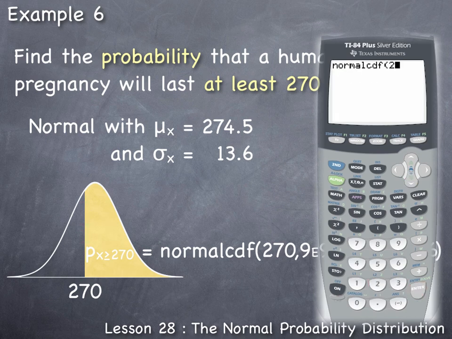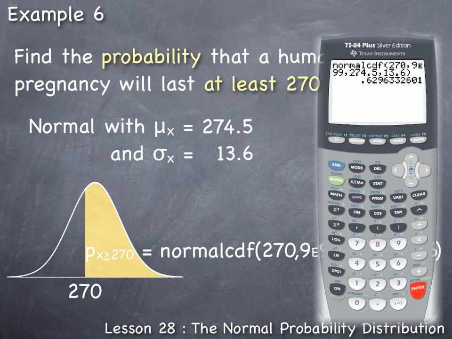Then we enter the value of 270, comma, 9e99. E is the second function the comma does. So we press second comma to get the E, and then 99, comma, the 274.5 for the mean, comma, and the 13.6 for the standard deviation. Close parenthesis, enter, we have our probability.